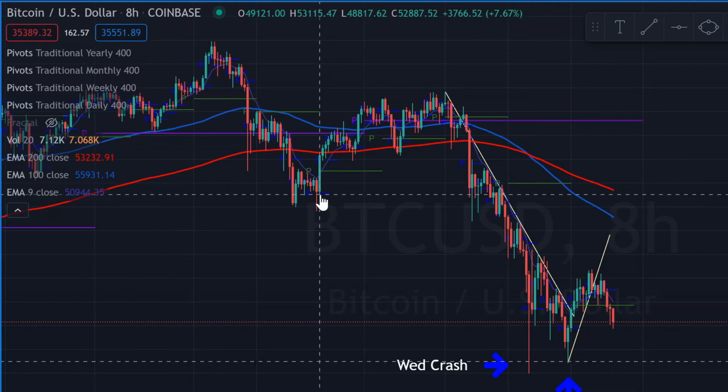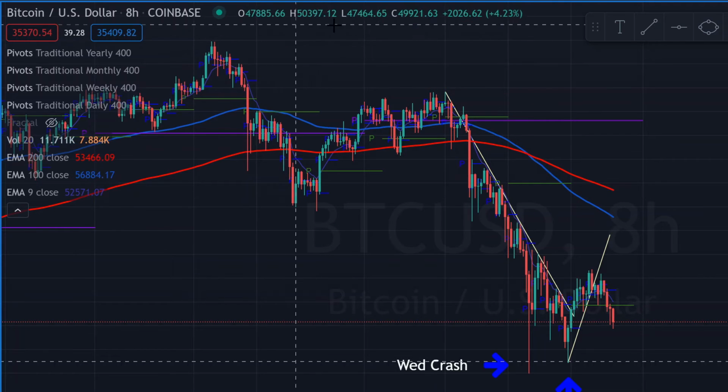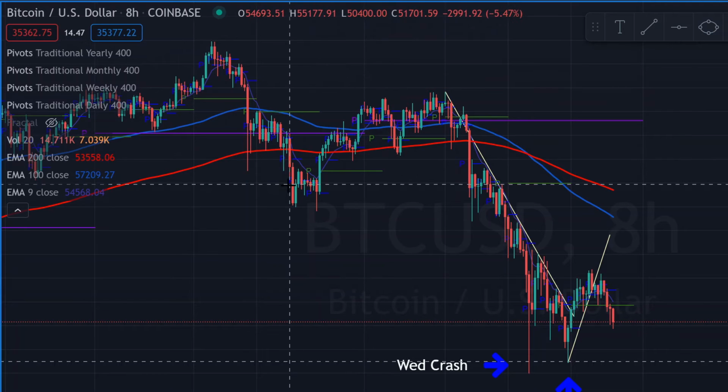So this particular green candlestick has an opening of $49,121, and it closes at $52,887, and you can see that information up here. And this bearish candlestick opens at $54,693, and it closes at $51,701.